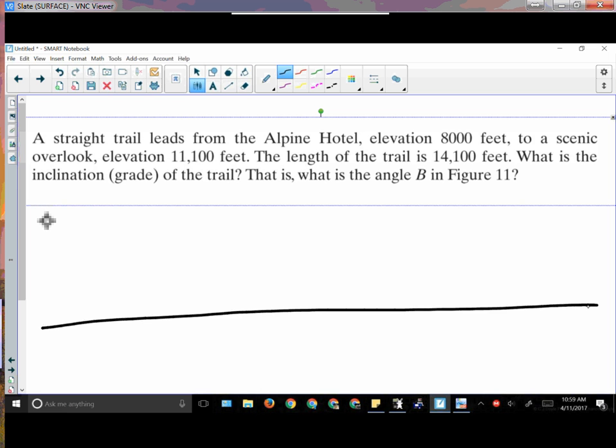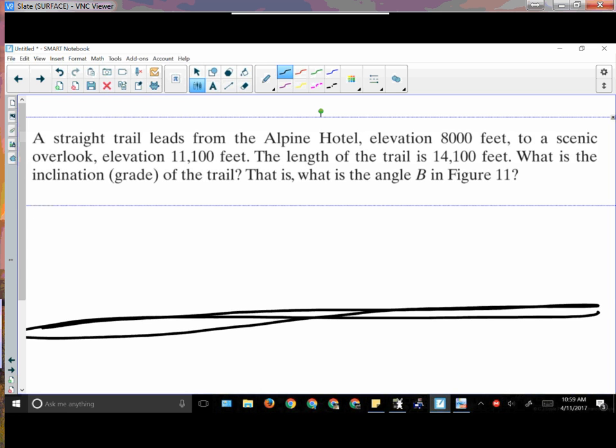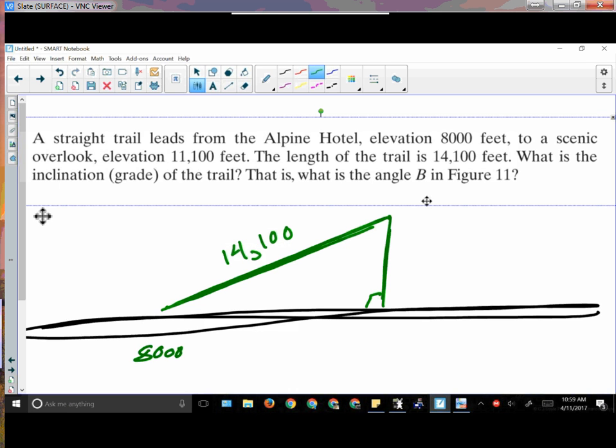Okay, so there's flat, right? So we're going up the hill. Now this distance, 14,100. Because when we measure height, that's always going to be at a right angle to a flat area. Now, mind you, this elevation was at 8,000. This elevation is at 11,100. So that means that it's 3,100 feet difference, correct?